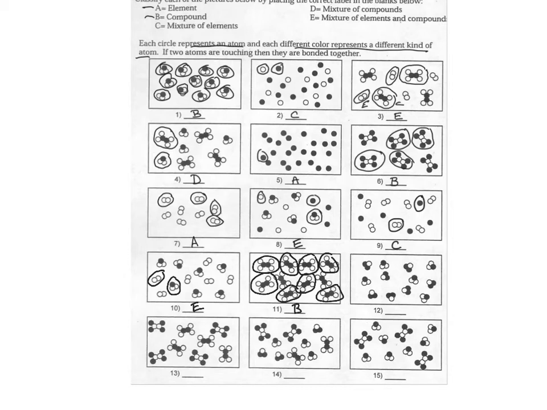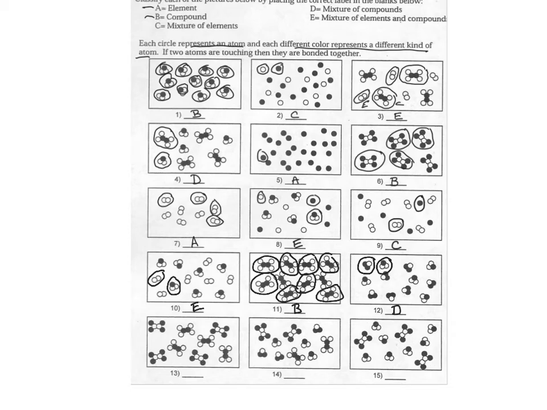Here, this one at first glance makes you go, oh, it's all the same thing. But if you look carefully, we've got 2 black and 1 white. In this type of particle, we've got 1 black and 2 white. So we've got 2 different compounds here. The ratio of the elements is different. So this must be a mixture of compounds, D.